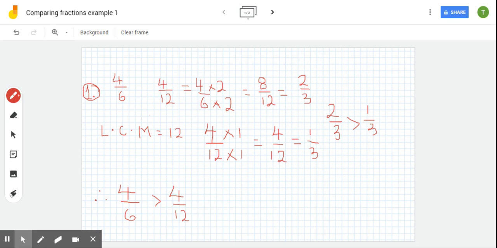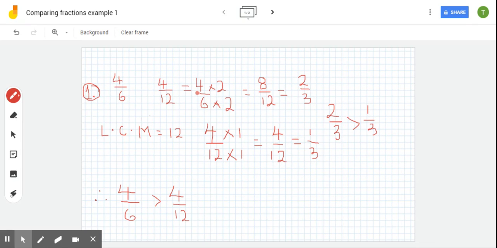Now, if the denominators are the same, then it will be easy to tell, oh, this is greater than this. But if you have different denominators, then you have to change those fractions to like fractions, meaning that they should have the same denominators. So the first step to do this is looking for the LCM. The LCM of 6 and 12 is 12. I believe you know how to do that.